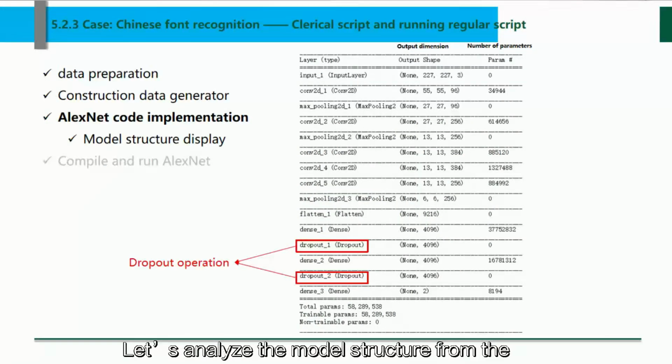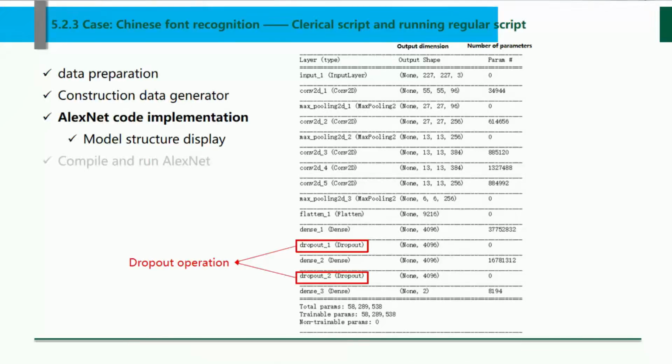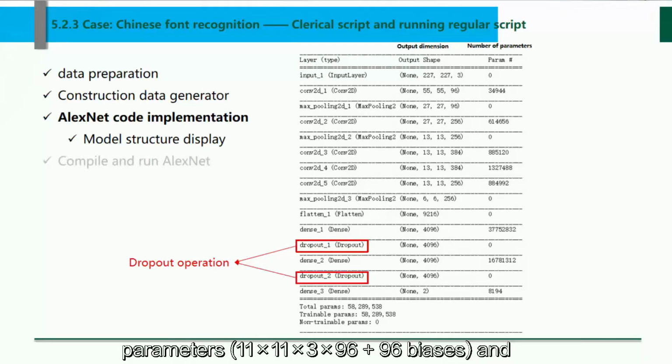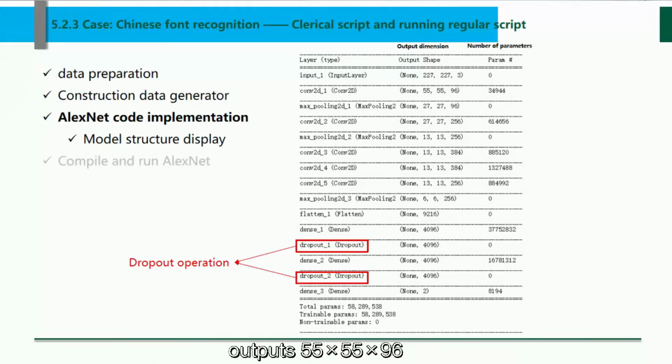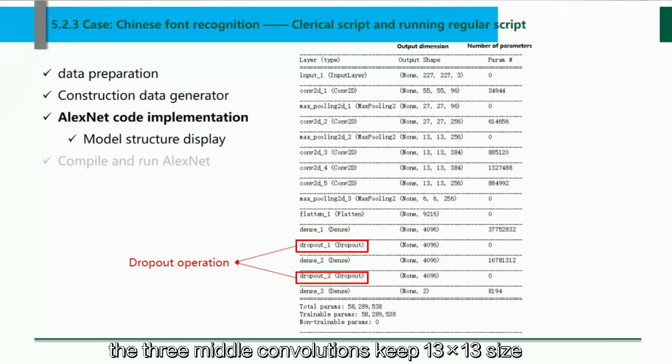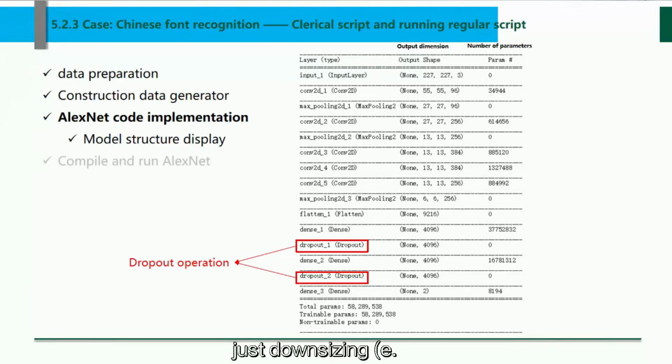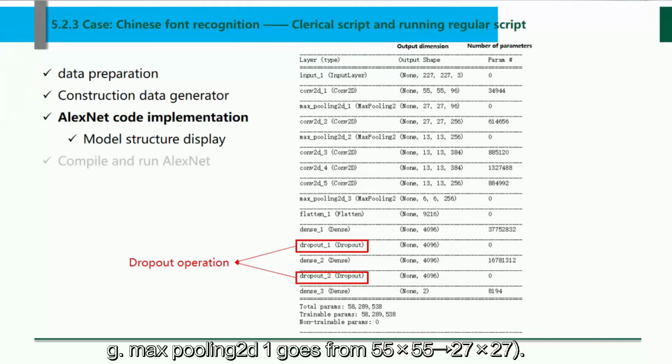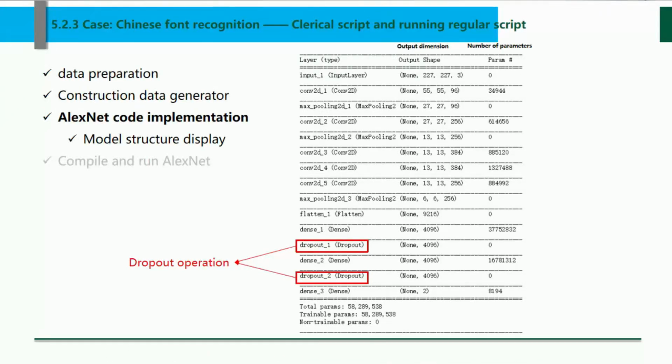Let's analyze the model structure from the summary output. Conv layers, for example, the first convolution, conv2d_1, has 34,944 parameters, 11 multiplied by 11 multiplied by 3 multiplied by 96 plus 96 biases, and outputs 55 multiplied by 55 multiplied by 96. The 3 middle convolutions keep 13 multiplied by 13 size with same padding. Pool layers all have 0 parameters, no training needed, just downsizing, for example, max_pooling2d_1 goes from 55 multiplied by 55 to 27 multiplied by 27.